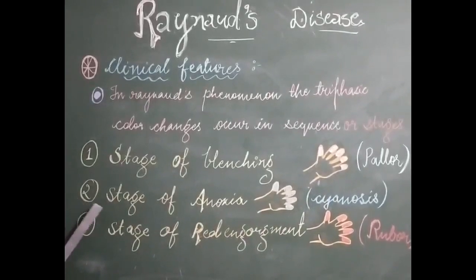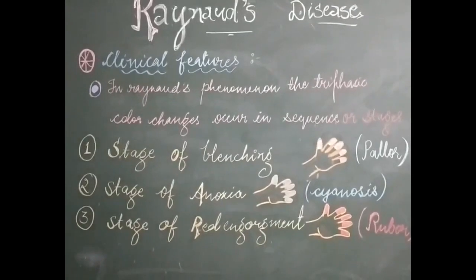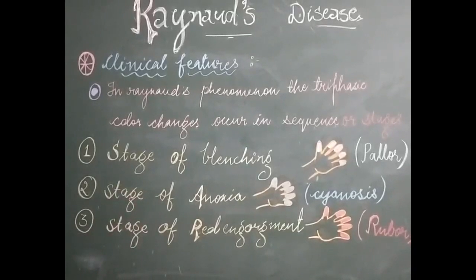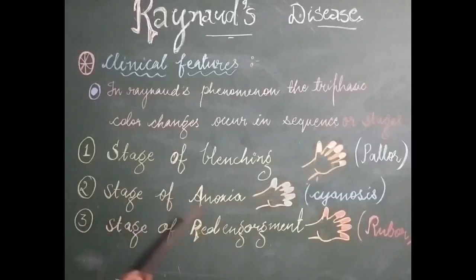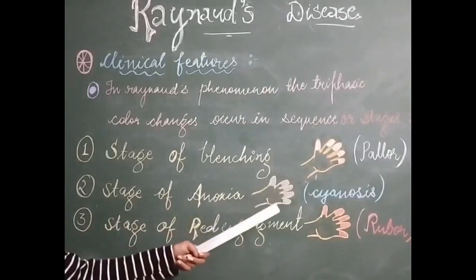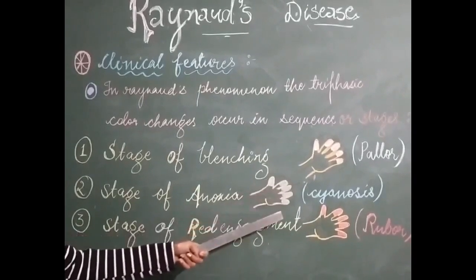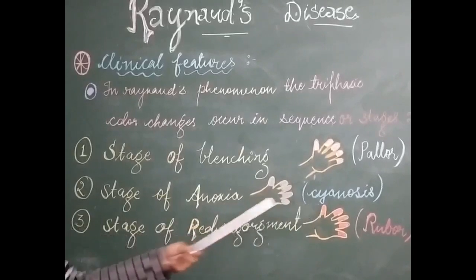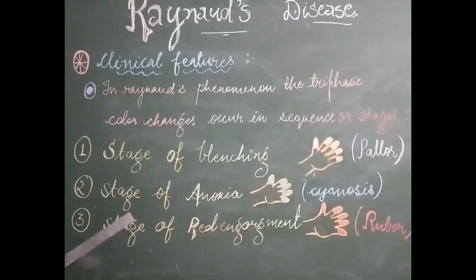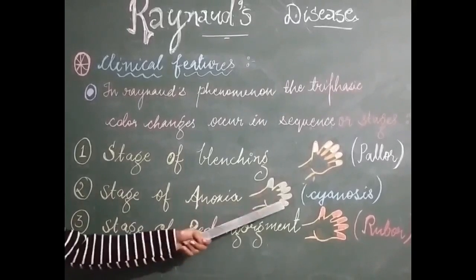Now the stage of anoxia. In the stage of anoxia, there is a pooling of deoxygenated blood during vasospasm. So, due to the pooling of deoxygenated blood in the fingers, it causes cyanosis, and you can see in the pictures the fingers get bluish color and cyanosis occurs in the second stage, that is stage of anoxia, and the patient suffers from numbness or cold in the fingers.